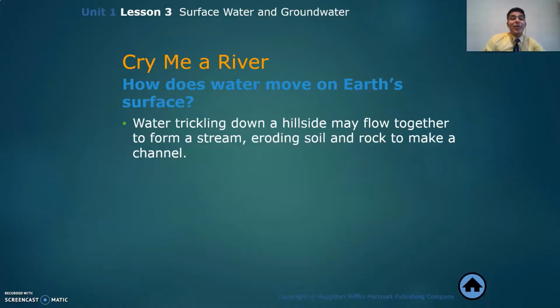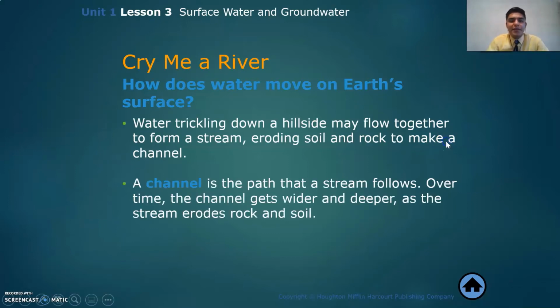Alright, let's continue. Water trickling down a hillside may flow together to form a stream, eroding soil and rock to make a channel. Streams are like very small rivers that carry water and end up in a bigger body of water, such as other rivers or lakes. A channel is the path that a stream follows over time, and the channel gets wider and deeper as the stream erodes rock and soil.